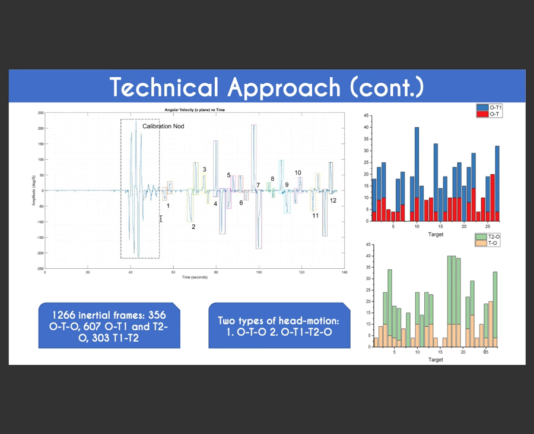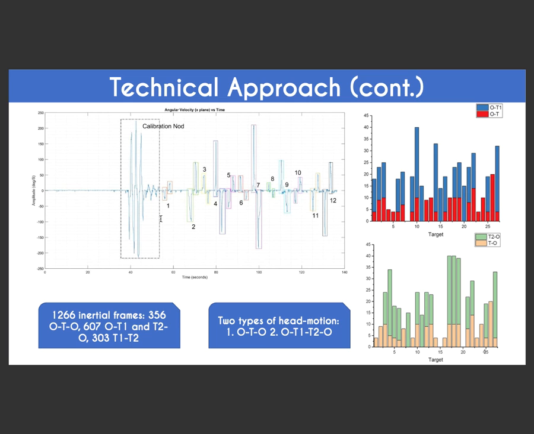The sample data looks something like this. Before we told the user to move his or her head to a particular target, we told them to nod in a particular pattern. This is quite clear. This is a plot of gyroscope amplitude versus time. This is the calibration nod. And as you can see, for origin, target, origin, there are two opposite peaks. These peaks correspond to the head movements.